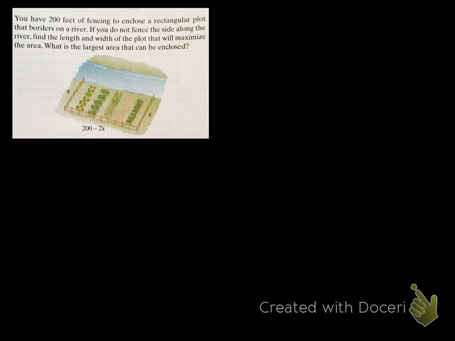So one thing I don't like in the textbook is that they write this 200 minus 2x. I would just call this third side our variable y. So it's kind of the same idea as the last problem. It's just one of the sides is missing because it would be buddied up to a river. So for my perimeter, I would say 2x plus y equals 200.